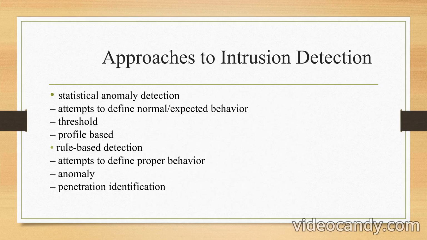There are two approaches to intrusion detection. The first one is called statistical anomaly detection. The other one is called rule-based detection. Statistical anomaly detection involves the collection of data relating to the behavior of legitimate users over a period of time. Then statistical tests are applied to observed behavior to determine with a high level of confidence whether that behavior is not legitimate user behavior.